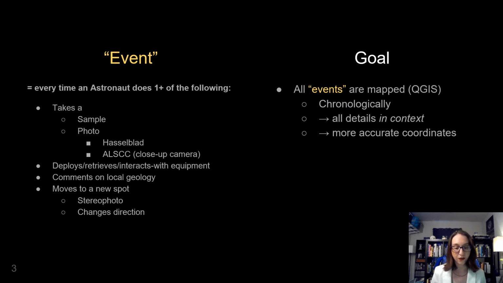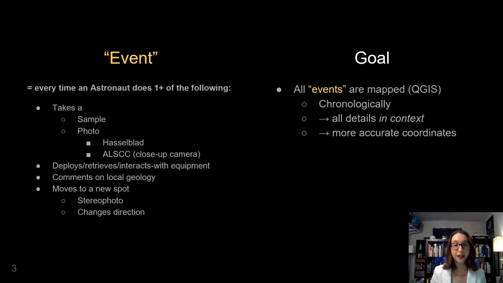First, we define events. Each event is a point that we map. An event is every time that an astronaut does one or more of the following. If they collect a sample, take a photo, whether that photo is a Hasselblad or close-up camera photo, if they deploy, retrieve, or otherwise interact with equipment, comment on local geology, or move to a new spot, whether that's to take a stereo photo, to change direction, or do something else of significance. Those are points that we have deemed important enough to map a point.